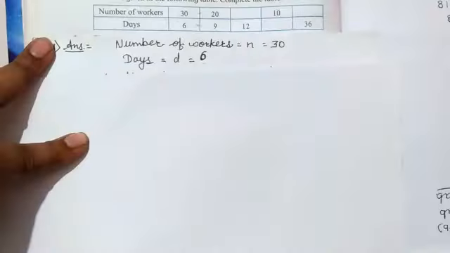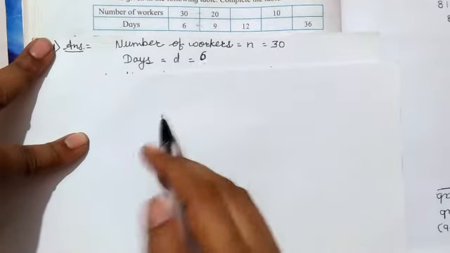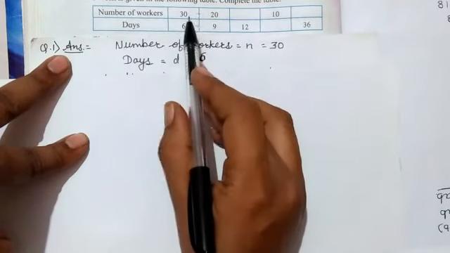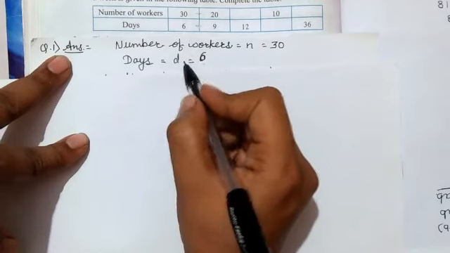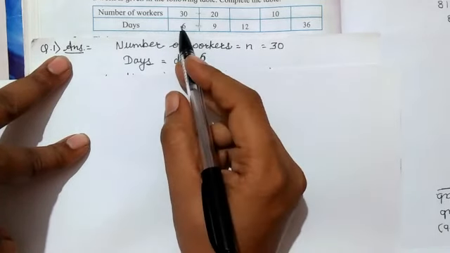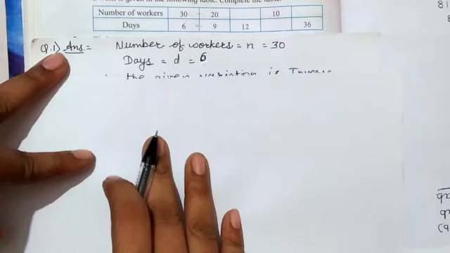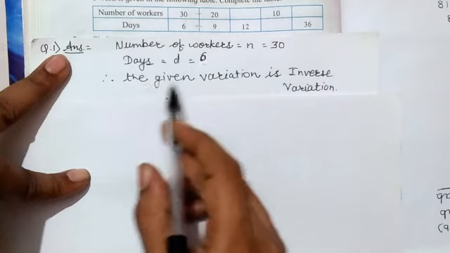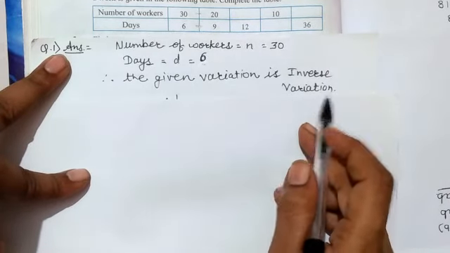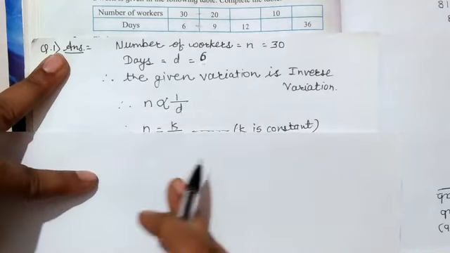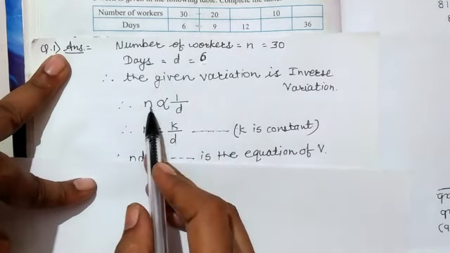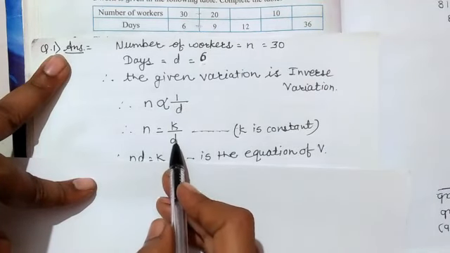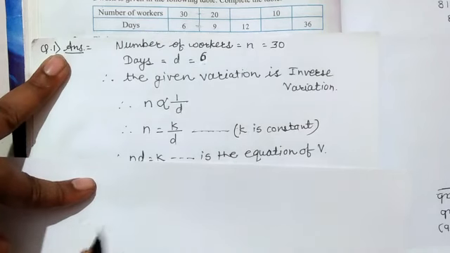Let's see how to write it. In the starting, we have to write first the number of workers, that is n, which is given as 30, right? And days will be indicated with the letter d, which is 6 only. Now students, as it is a sum of inverse variation, we have to write, therefore, the given variation is the inverse variation, which we write using symbols. n is inversely varied, so 1 upon d will be there. So n is equal to k upon d, where k is the constant.